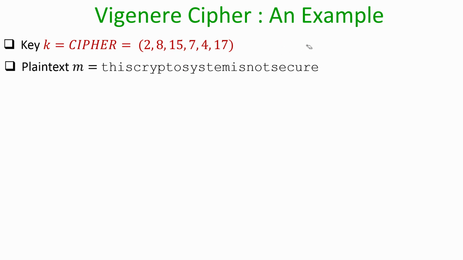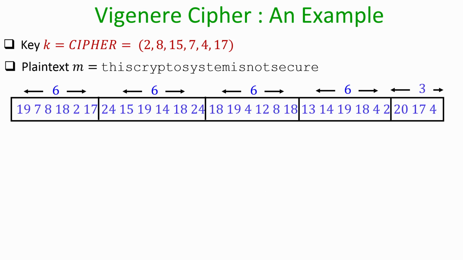Now, assume the plain text which the sender wants to encrypt is the English message, this crypto system is not secure. The first step to encrypt this plain text will be to map each of the characters in the plain text to the set 0 to 25. So, for example, T gets mapped to 19, H gets mapped to 7 and so on. Once we convert the English plain text into numbers in the range 0 to 25, next we divide the message into blocks of 6 because our key is of size 6 characters. As you can see in this particular example, the last block is not of size 6, it consists of only 3 symbols, that is fine.